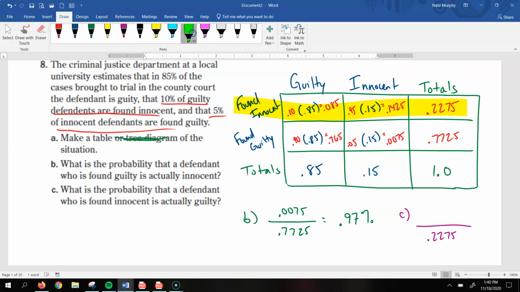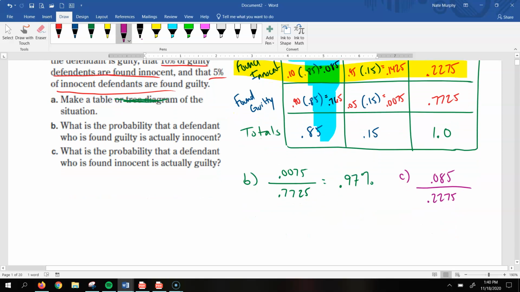If we look at that first column here, that's where they're actually guilty. The intersection is 0.085, so 0.085 goes in our numerator. When you divide those out, you get approximately 37.36%. As a decimal, you'd get 0.3736. Just move it to the right 2 places to get your percent of 37.36%. So that's how you do number 8.